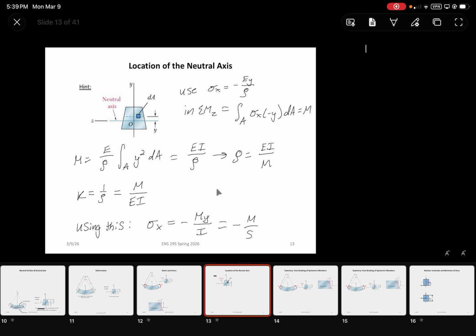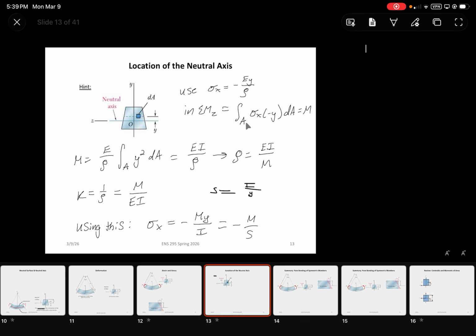Right, where S is just equal to that term I over Y. And that's just for standardized shapes. You see that very commonly when you're dealing with I-beams where they're doubly symmetric. If you're dealing with non-symmetric shapes, it's better to use the My over I equation, because when trying to find an S value, you're going to have two S values anyway, since the Y value can vary significantly.